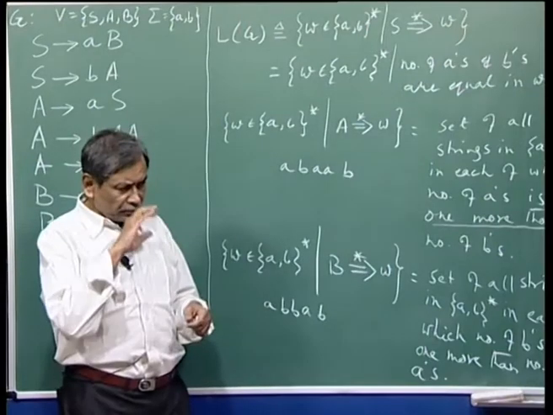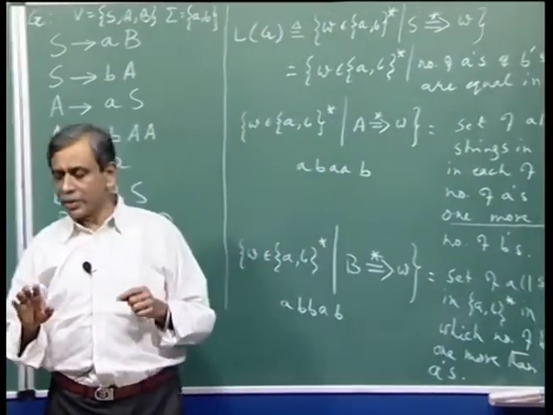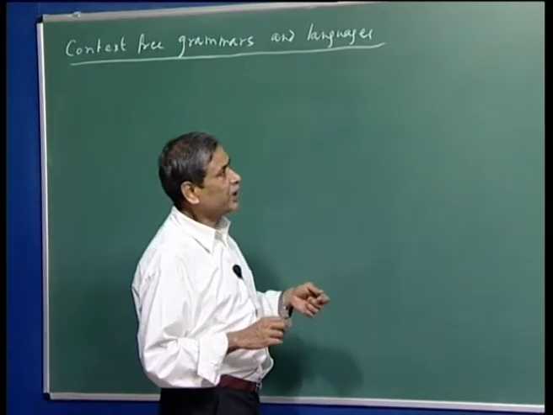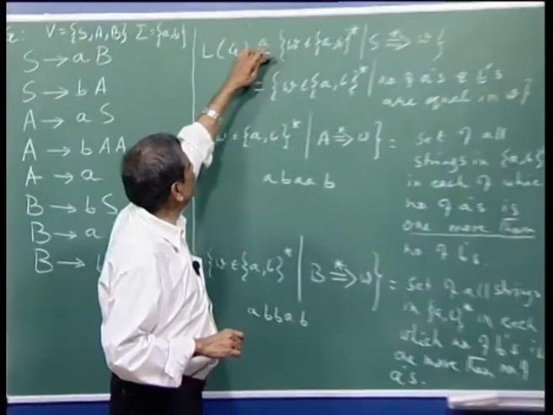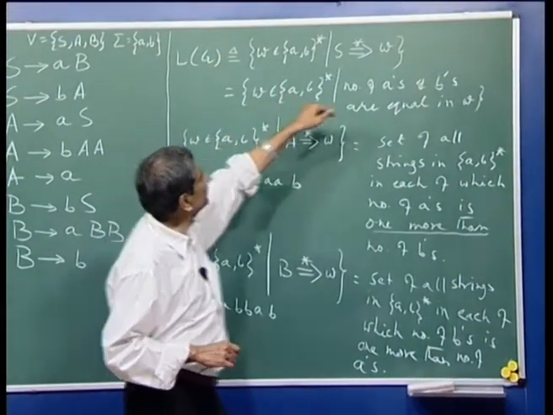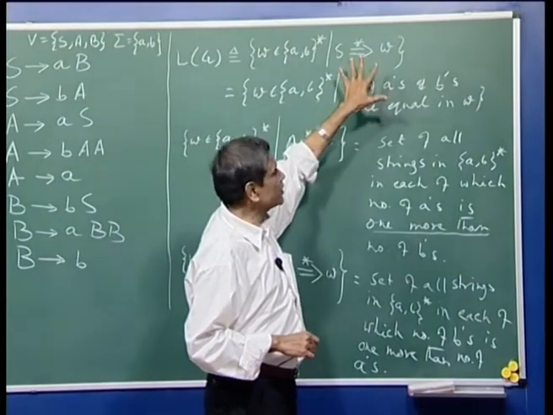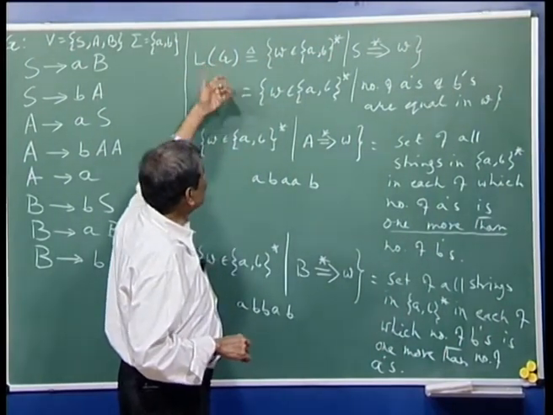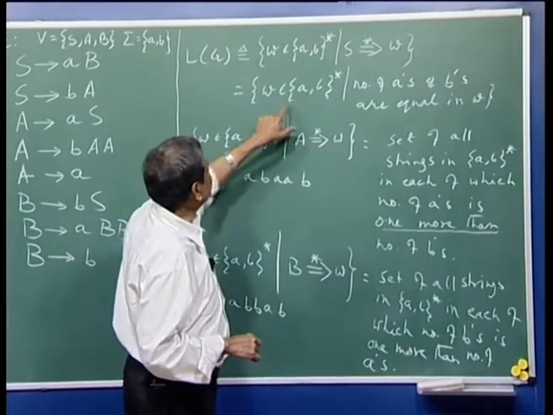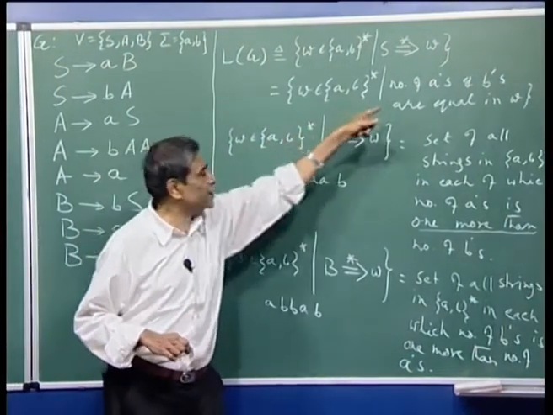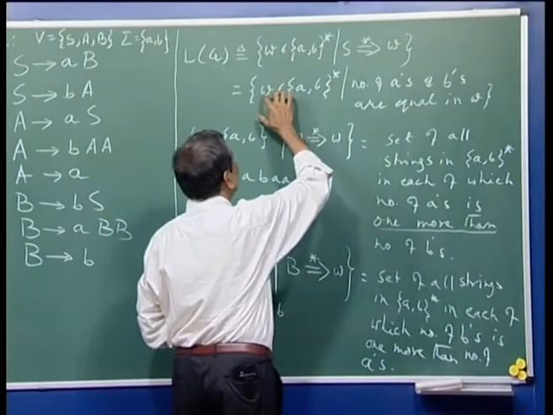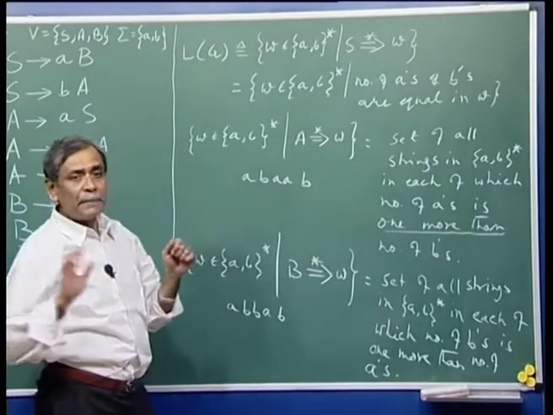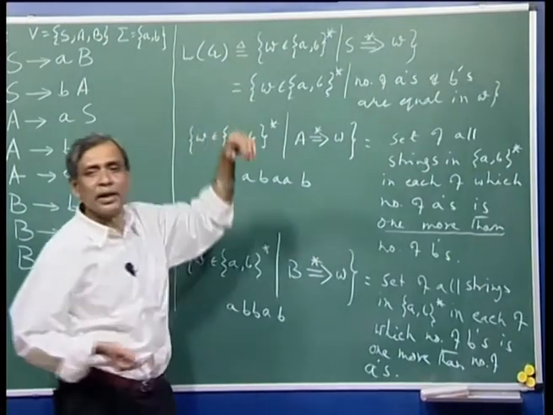I have said this even in the context of when we discussed regular languages, that I would like to prove the equality of these two sets. That is the set of all strings which are generated from the start symbol, which is by definition in this case the language generated by G, and in some manner I am describing a set of strings over a and b, which is this. This is the predicate which is satisfied by w, and therefore, I can talk of this as a set of strings over a and b. And the point is that we would like to show the equality of these two sets.